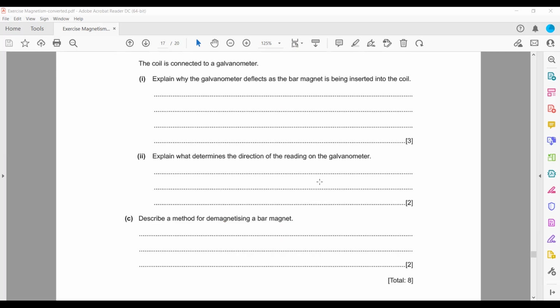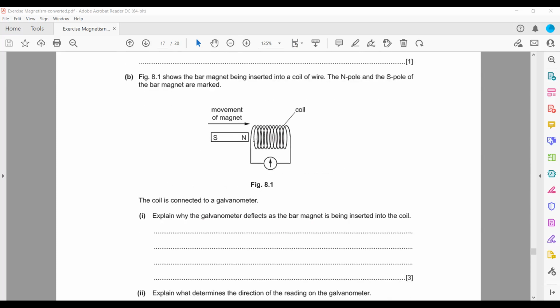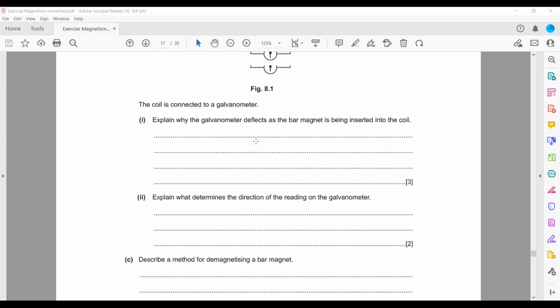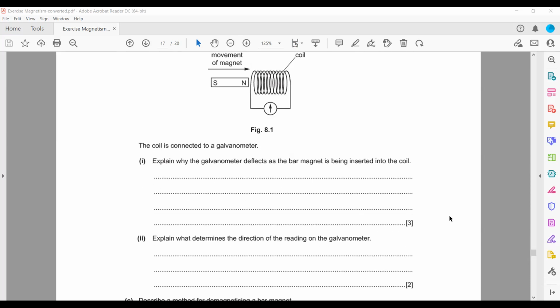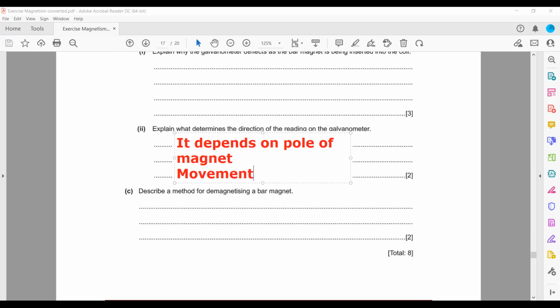Explain what determines the direction of the reading on the galvanometer. So how the direction is affected: it depends on the direction of the movement of the magnet and the pole of the magnet. If we are bringing the north pole or the south pole, the direction of induced current will be different. Same thing if we are moving the magnet towards or away, the direction of the induced current will be different. So it depends on the pole of the magnet, and it also depends on the motion of the magnet.